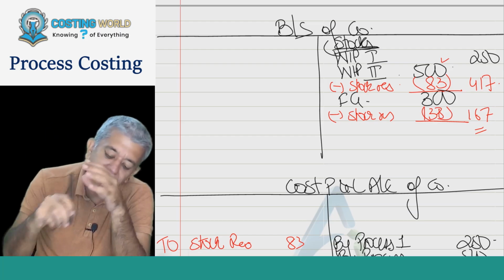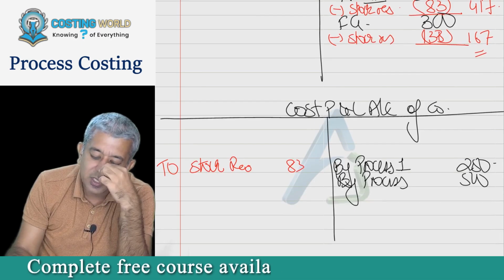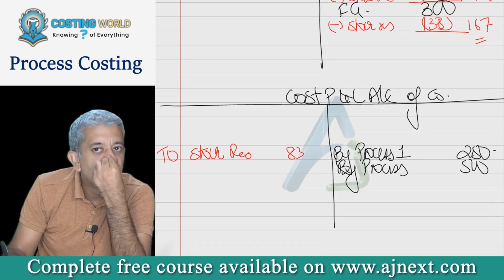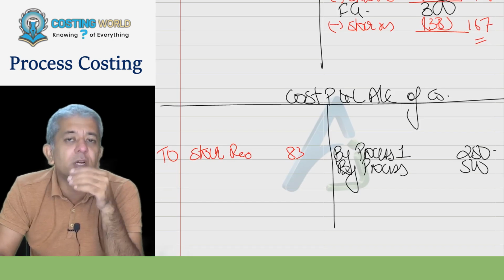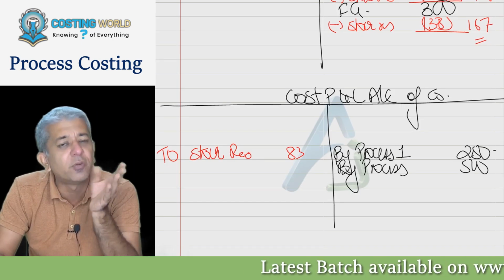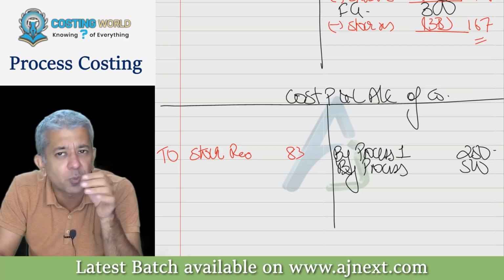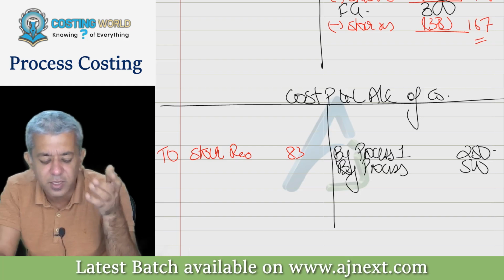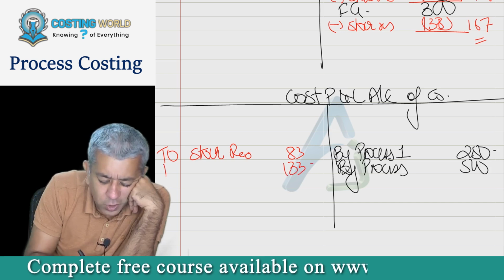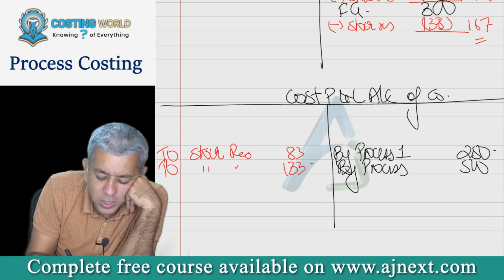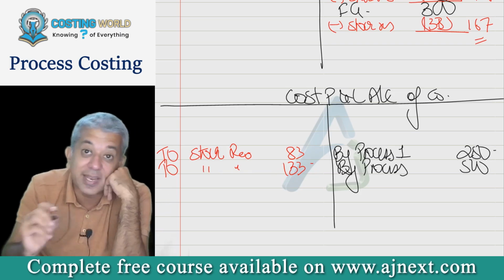Further, 133 should always have two effects. One, it should come over here because I want to remove the profits earned by my departments so that I can value stocks at cost to the company. But there should be one other effect of 133. What is that other effect? Debit to costing profit and loss account.